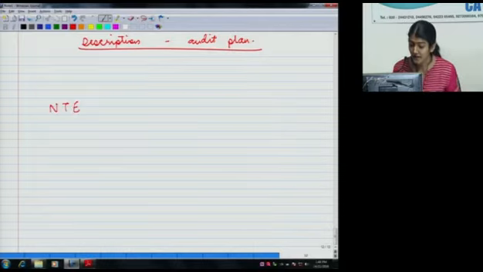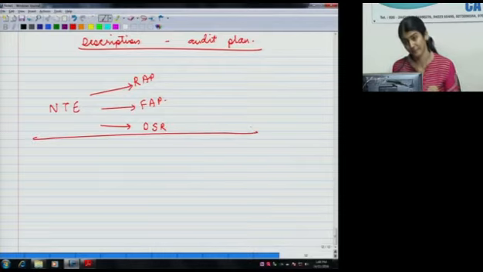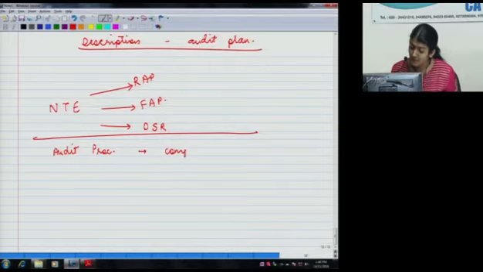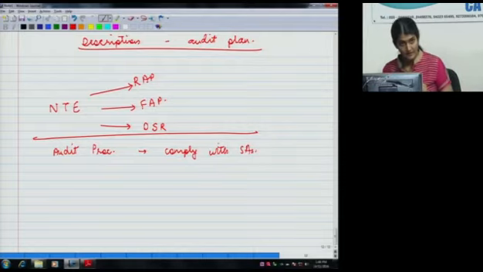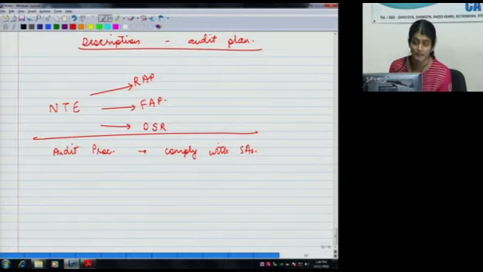Nature, timing and extent of risk assessment procedures, nature, timing and extent of further audit procedures, nature, timing and extent of DSR. Then, audit procedures which you are going to perform to comply with the standards on auditing. Because in the report we have to write, all the procedures which you are going to perform to comply with the standards.